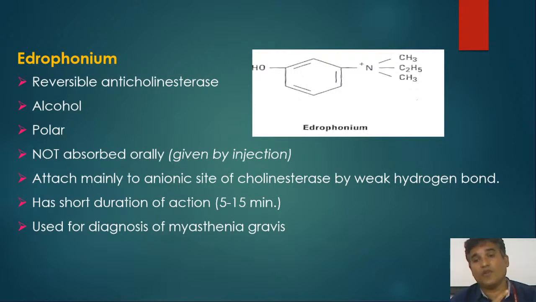I am talking about the organophosphate; in the case of edrophonium and tacrine, they bind to the anionic site and easily get metabolized. That's why they come under reversible anticholinesterases, and the duration of action is 5 to 15 minutes. Basically used in myasthenia gravis. We will discuss later what myasthenia gravis is.